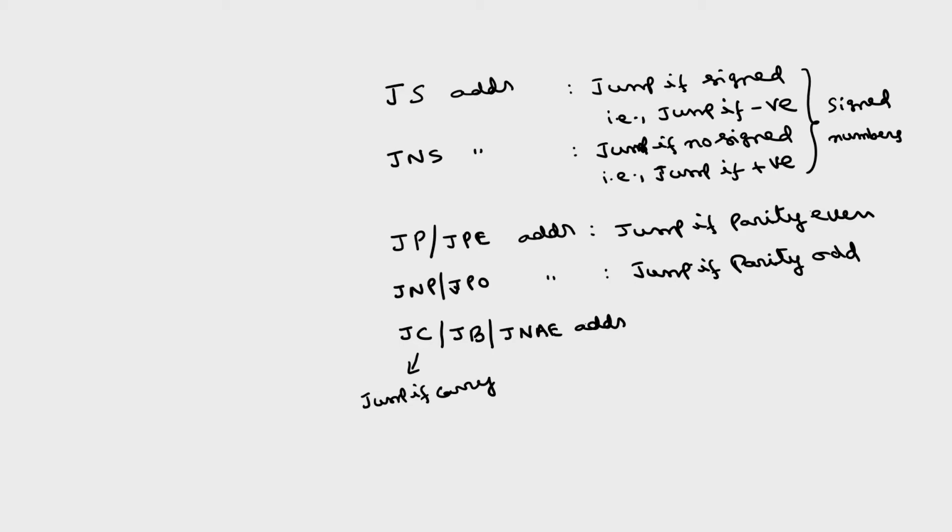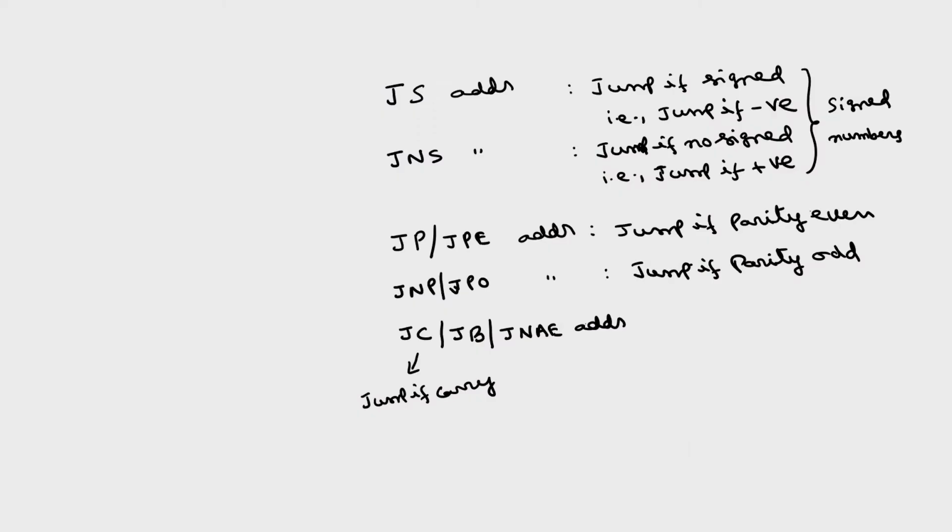If the carry flag is set, so if the result of the instruction just above this one results in a carry, the carry flag will be set. We have discussed the condition for the carry flag to be set. If the carry flag is set, then the microprocessor control will go to the address that is specified, otherwise it will skip the instruction and go to the next instruction. The same operation, this JB stands for jump if below.